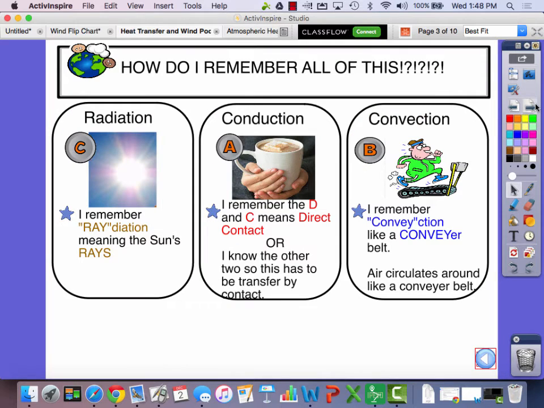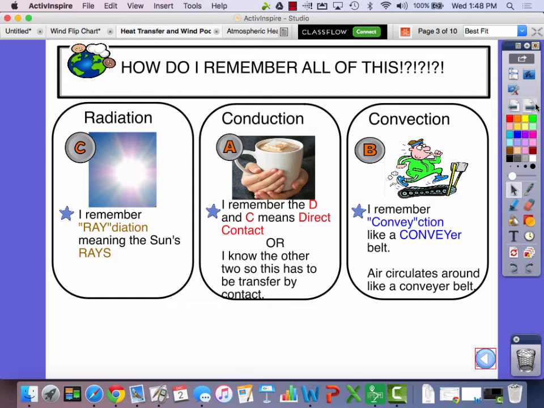All right, so the easy way that we remember what radiation is, well, radiation comes from the sun's rays. So radiation, sun rays. Conduction, there's a couple of ways that you can remember conduction. The D and the C means direct contact in conduction, or you can just simply memorize it. Another way that you can remember it is conduction has the word duck in it.